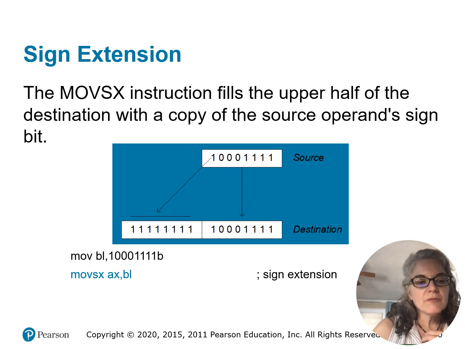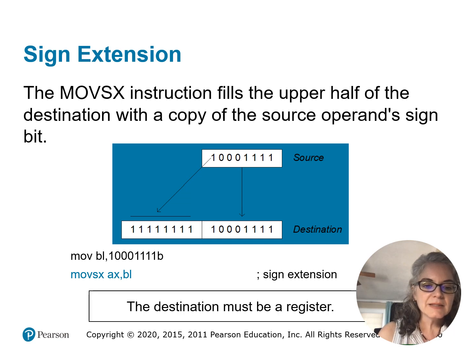So if you know that you have a signed number, or that you could have a signed number, then use MOVSX, because if you move it without extending the sign bit, it's not going to read the correct value. If this is the source, what we're moving, and the sign bit is 1, then it fills this with 1s. If it has a 0 here, then it fills this with zeros. The destination also must be a register.